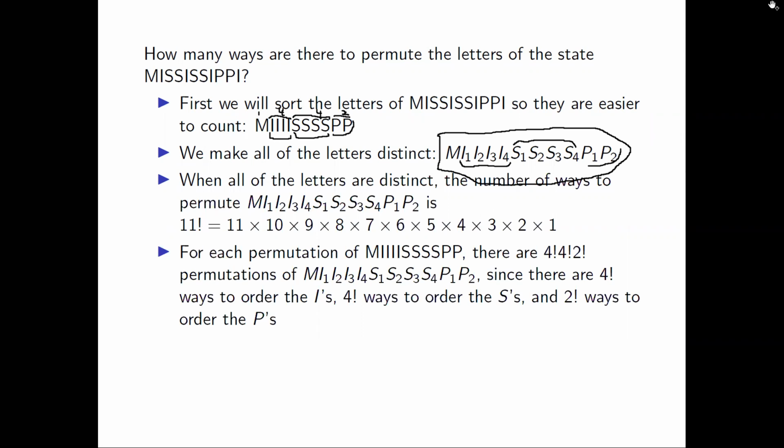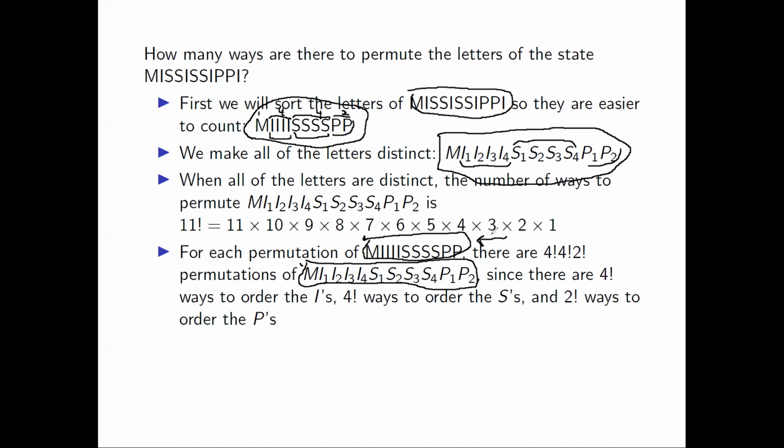And then we can try to figure out how the number of permutations of the original word, Mississippi, or the resorted version of it, MIIIISSSSPP, right here, compares to the number of permutations of this one. By what factor do the numbers of permutations of this and this differ? In order to figure out that factor, we can look at some permutation of this first one.